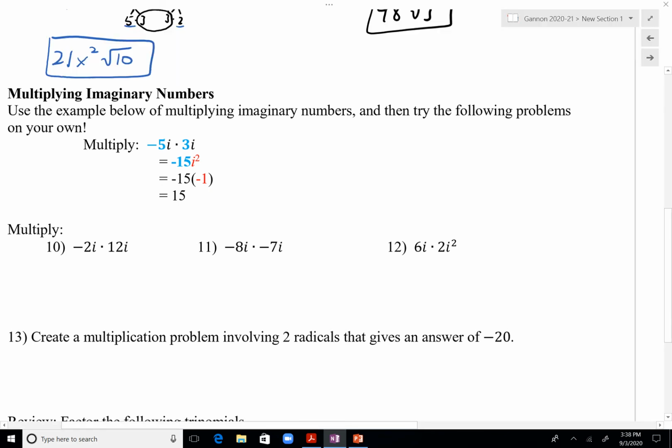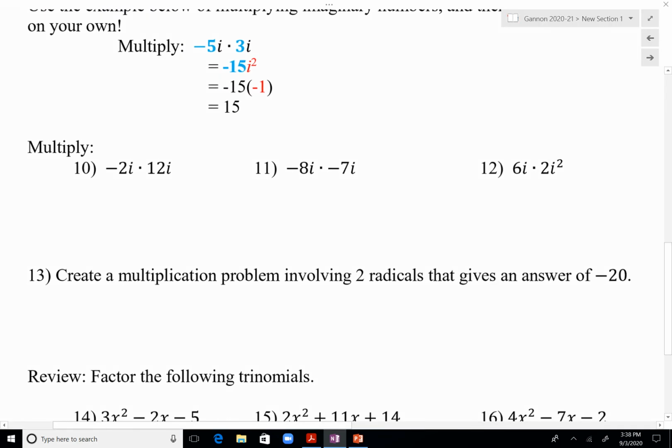What would be a good idea, guys, is for you to pause the video right now and try these 3 examples on your own: 10, 11, and 12. Then go back and watch the video and see how you did.